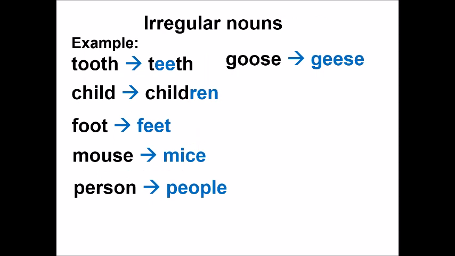There are irregular nouns. They don't follow the rules. For example, tooth becomes teeth, child becomes children, foot becomes feet, mouse becomes mice, person becomes people, goose becomes geese. Some nouns remain unchanged in the plural form. For example, sheep, fish.